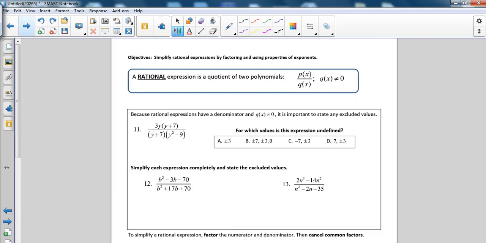Okay, rational expression. This is huge. You cannot divide by 0. If you type in any number divided by 0 in your calculator, you will get an error. Okay? It's not possible. You cannot divide by 0.